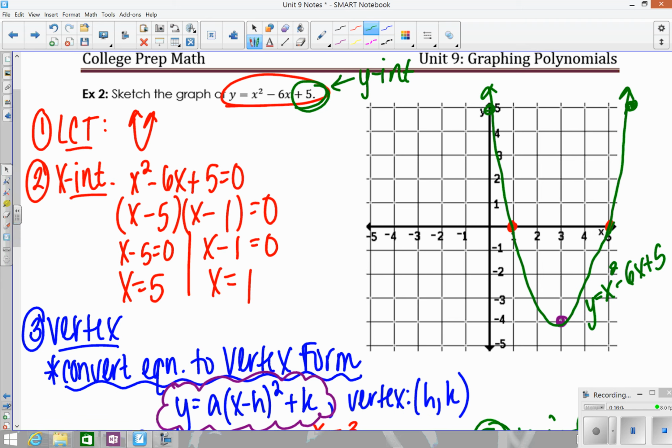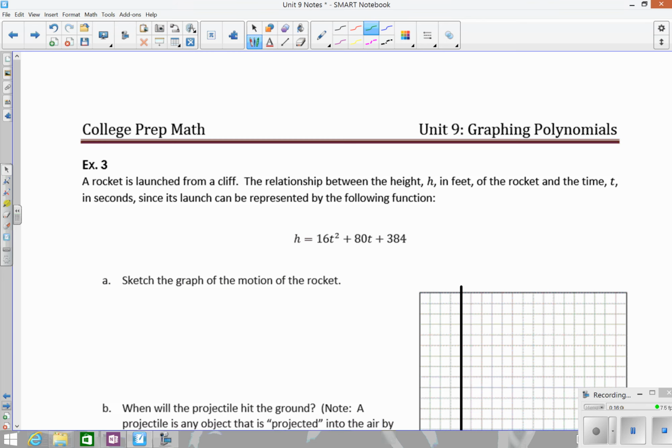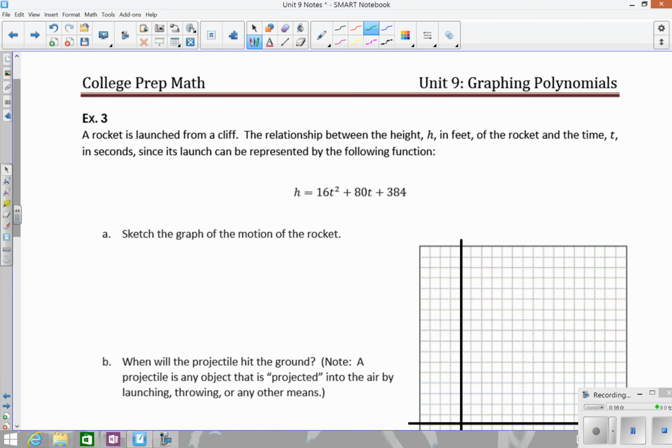So on the next page, we have an example. First thing you need to do is just add a negative sign in here. So since this is demonstrating projectile motion, you have to have a negative out in front there. So basically the scenario here is we have a rocket that's launched from a cliff. So let's just kind of draw a picture.